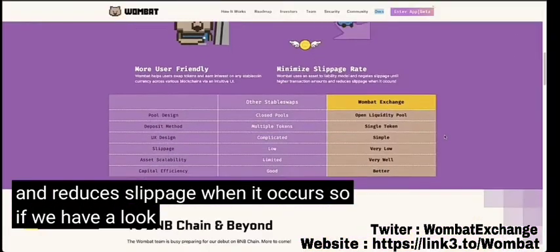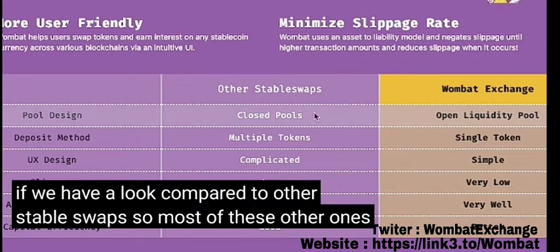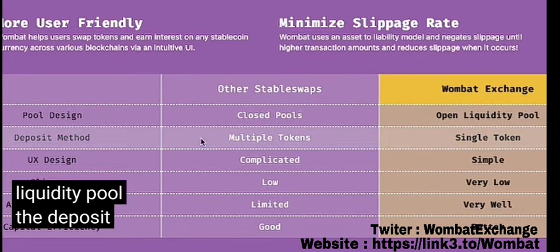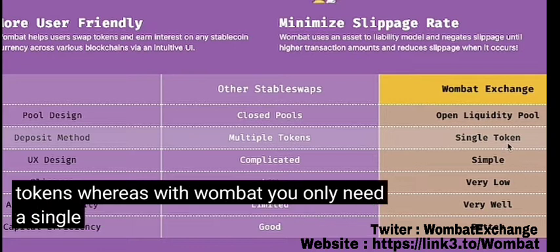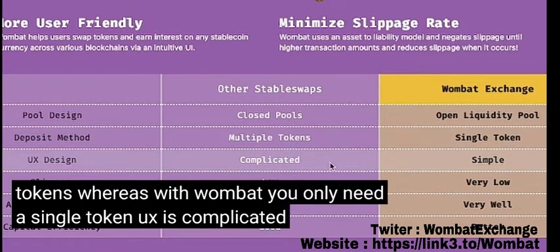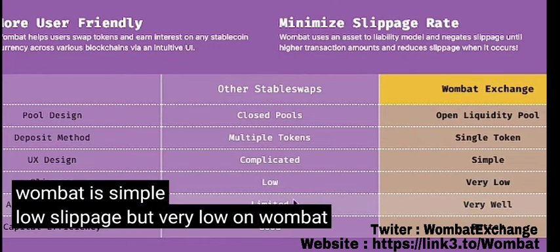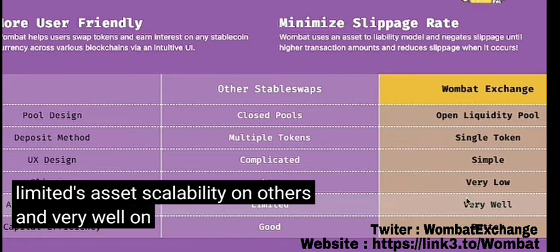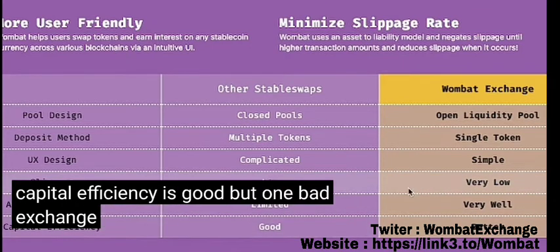So if we have a look compared to other stable swaps, most of these other ones have a closed pool, but Wombat has an open liquidity pool. The deposit method is usually multiple tokens, whereas with Wombat you only need a single token. UX is complicated, but Wombat is simple. Low slippage, but very low on Wombat. Limited asset scalability on others, and very well on the Wombat Exchange. Capital efficiency is good, but Wombat Exchange is better.